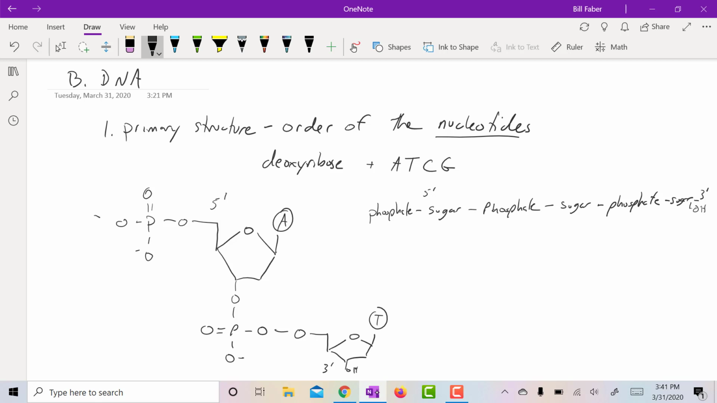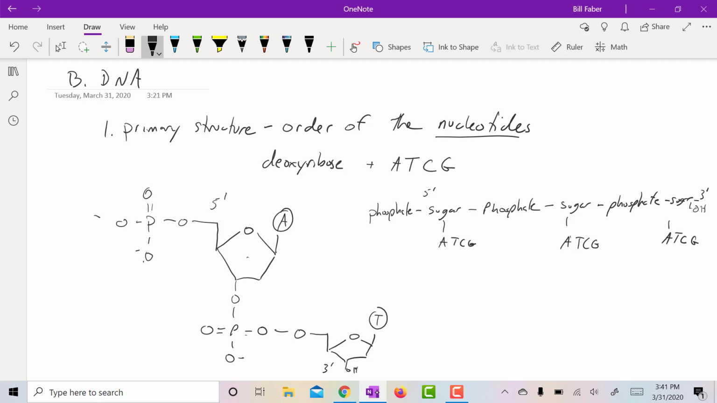And then off of each of these sugars, we'd have a base, and off of that base would either be A, T, C, or G. Off this one, A, T, C, or G. And same thing, A, T, C, or G. It doesn't matter which one we have. But in this case, I just drew 2 together, and you can see the phosphate, sugar, and it would just keep going. And then this base would sort of be off to the side.